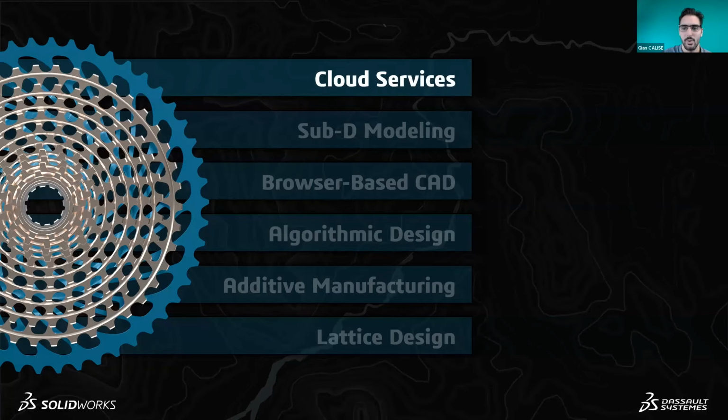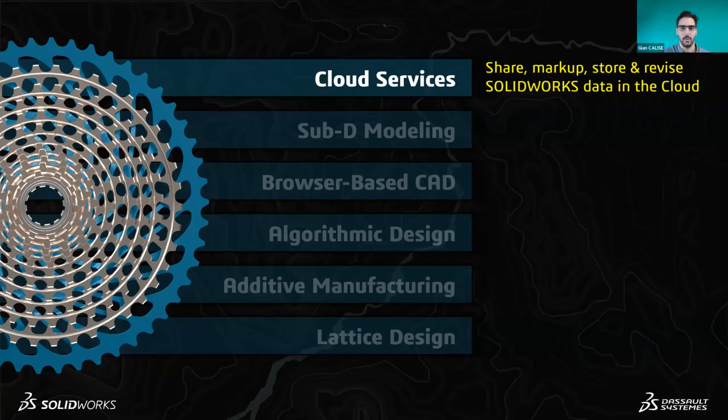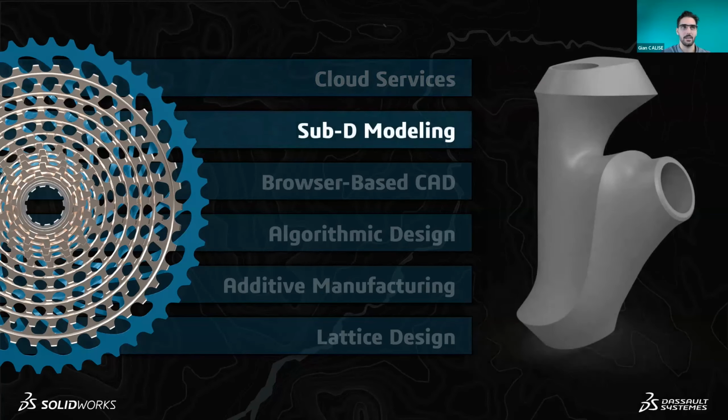Okay, great. So let's move on to these complementary tools we were talking about. We showed what's new in SolidWorks, but we're able to share, mark up, and store and revise SolidWorks data in the cloud. There's actually quite a bit more that you can do, but for what's immediately valuable to you today as a SolidWorks user, this is where I recommend starting. Share your files with a link, store them in the cloud so you can revise them and not overwrite changes. Let's move on to sub-D modeling, okay?